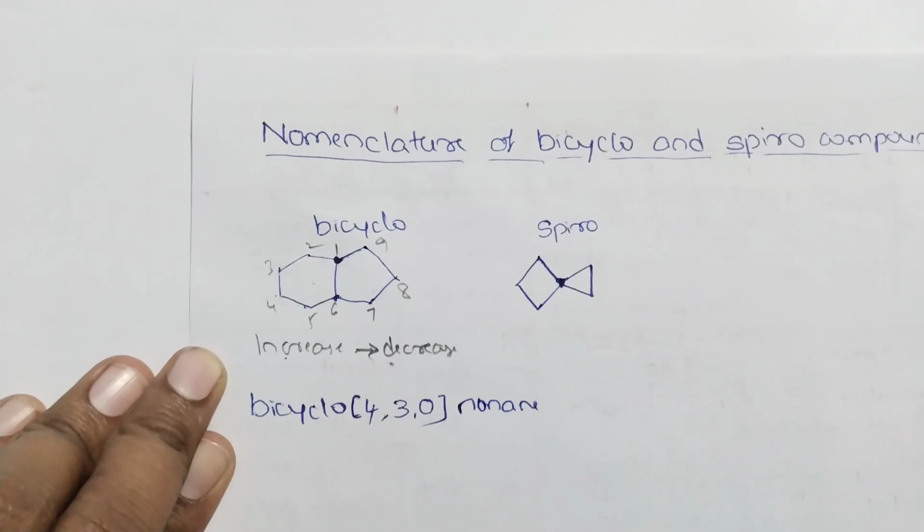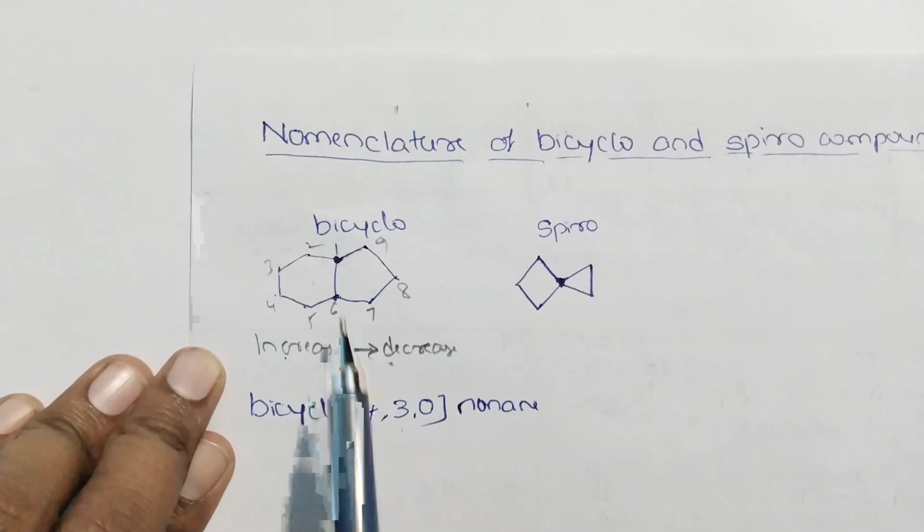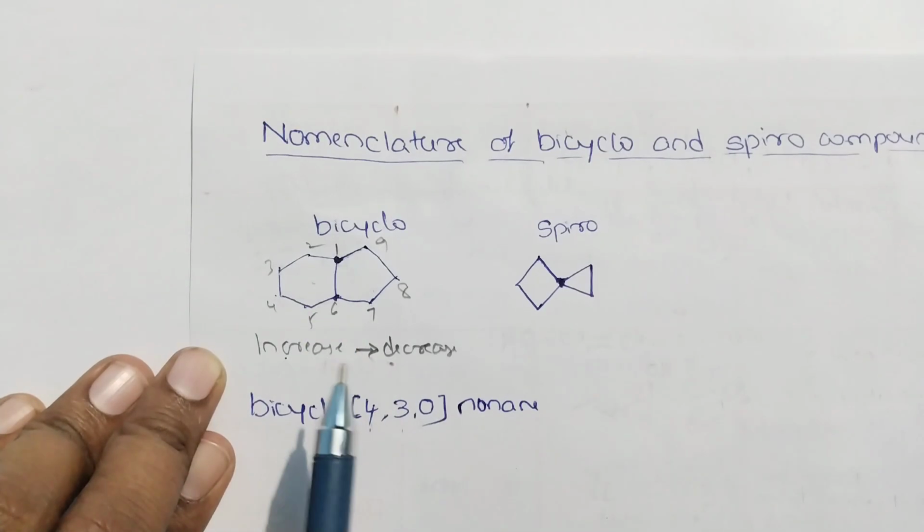Nonane. Okay, this is the name for this bicyclo: bicyclo 4,3,0 nonane. Like this you have to give the number to this bicyclo compound.